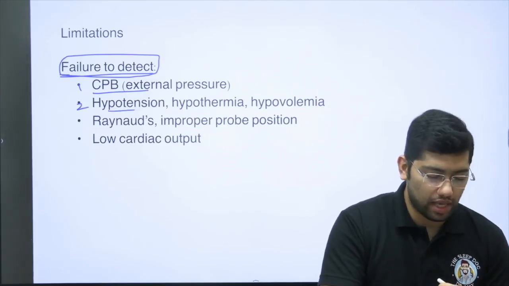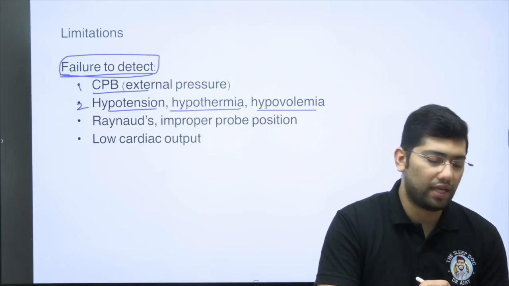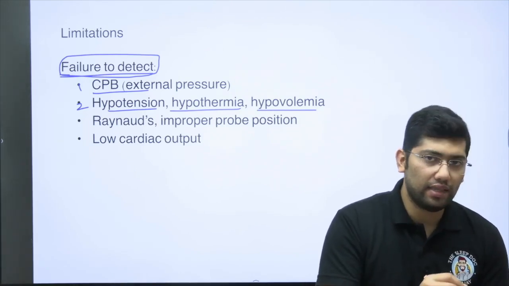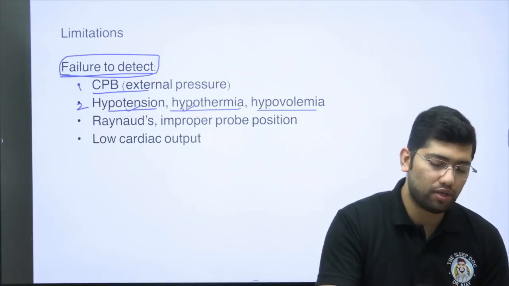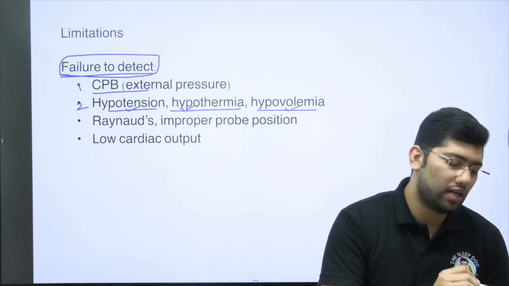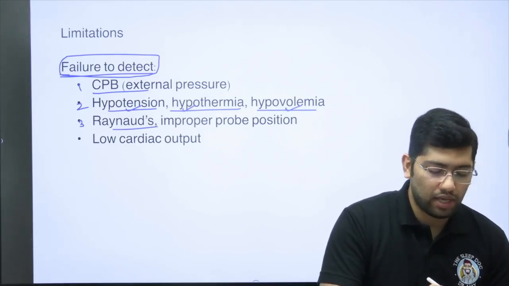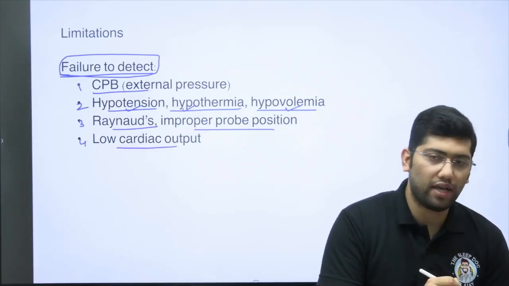Second, when there is hypotension, hypothermia, or hypovolemia, it can lead to inaccuracies. Rather than an exact failure to detect, there can be inaccuracies, but in extreme hypotension, extreme hypothermia, and extreme hypovolemia, there will be failure to detect. And also in Raynaud's phenomenon, improper probe positions, and in cases of low cardiac output.